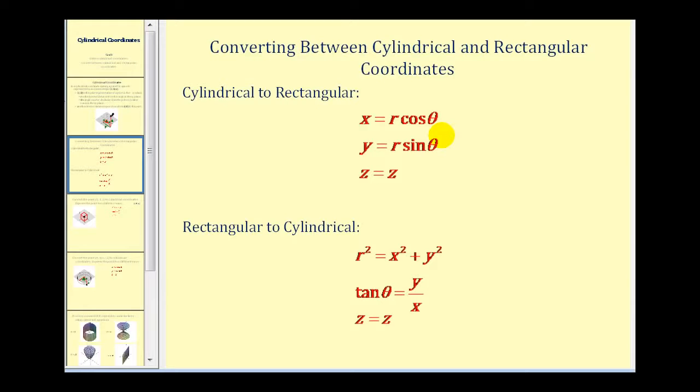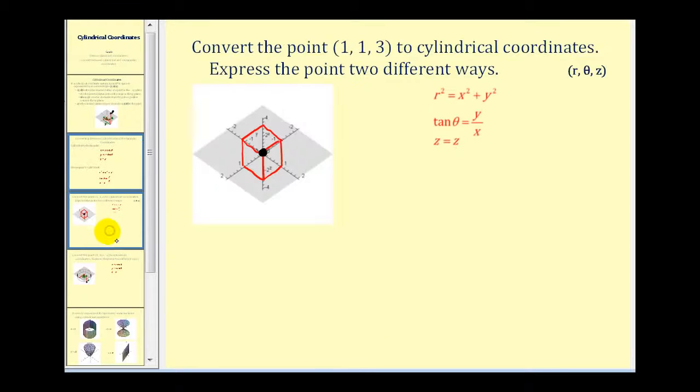Using some trigonometry, we can come up with these equations that relate cylindrical and rectangular coordinates. We have x equals r cosine theta, y equals r sine theta, z is equal to z. And we also have r squared equals x squared plus y squared, tangent theta equals y over x, and again z equals z. So let's take a look at doing some of these conversions.